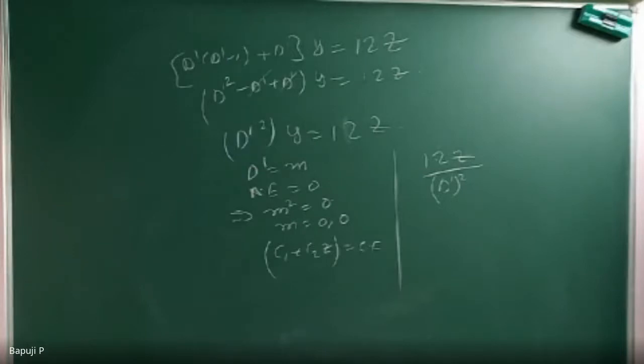1 by D into f of x means what I told? Integral of f of x dx, I told you. So 1 by D dash whole square means D dash is nothing but d by dz only. So then what will you do?